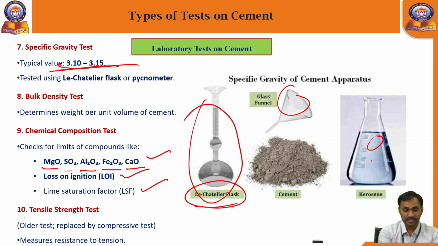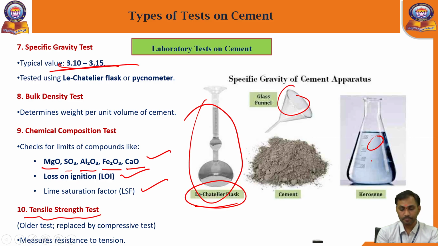And finally, tensile strength test. Mostly the tensile strength test is not considered, but sometimes we conduct it for research purposes. This is the older test, replaced by the compressive strength test. It is conducted the same way as the compressive strength test for cement. It measures resistance to tension. Okay, so these are the concepts we have discussed here. Thank you.